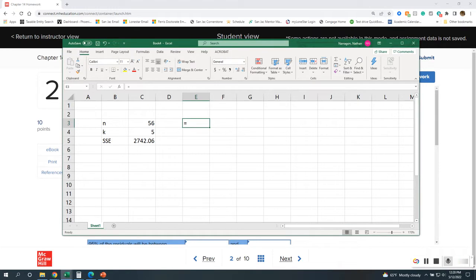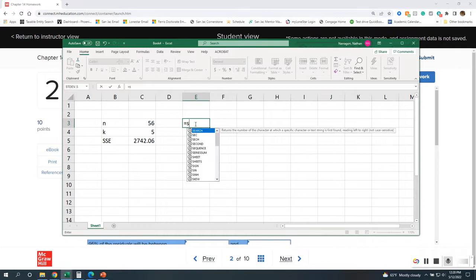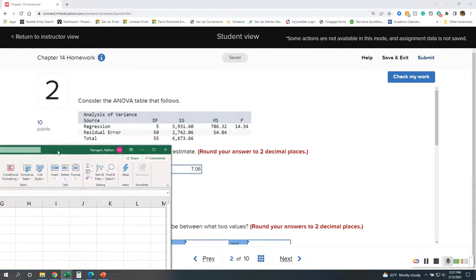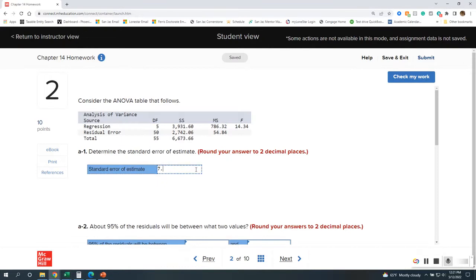Alright, so let's see. Or equal to the square root of C divided by parentheses N minus K plus 1. 7.26. Check.